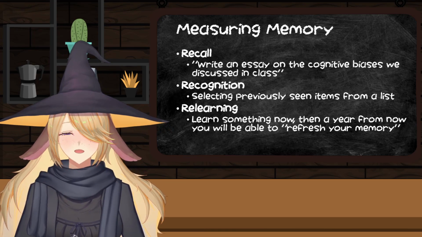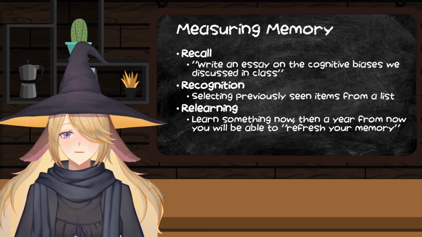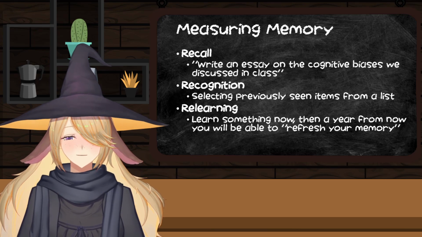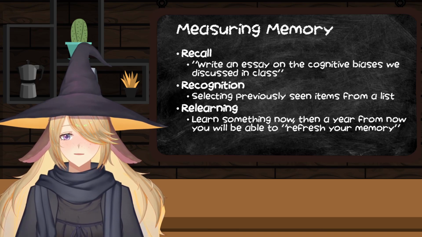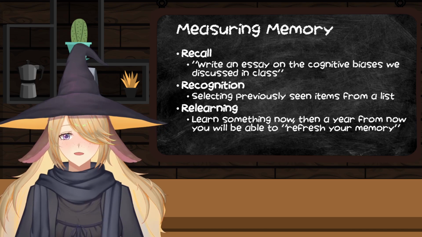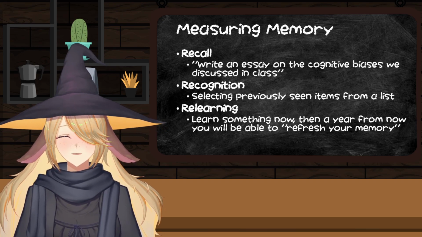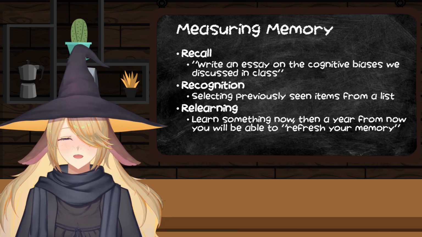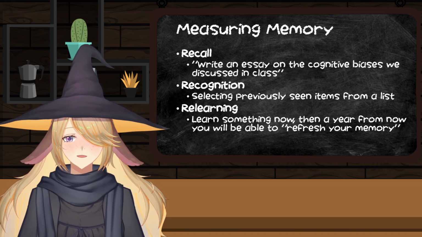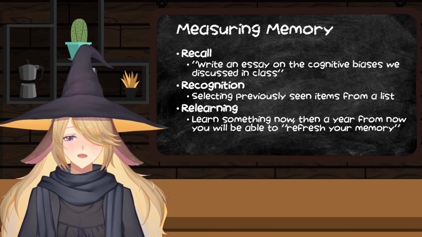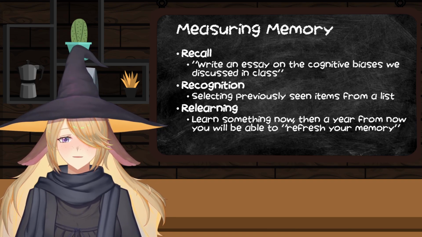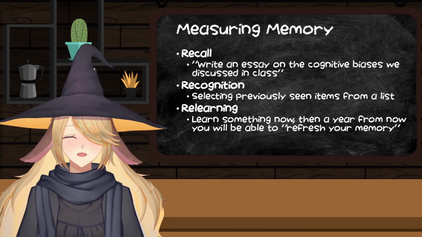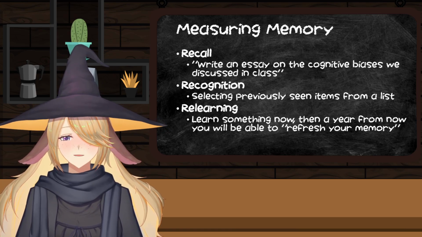Recognition is another way to look at it. Instead of asking someone to recall a bunch of information out of the ether, you might say, here's a list of items. Tell me the ones that you've seen before. Now, another way, and this is a more interesting way, is to measure speed of relearning. So we know that information degrades, right? So you might tell somebody, all right, I'm going to teach you this thing now, and then we're not going to talk about it for a year, and we're going to see how quickly you're able to refresh your memory. And presumably, if you recall it better, it takes less time for you to refresh it.